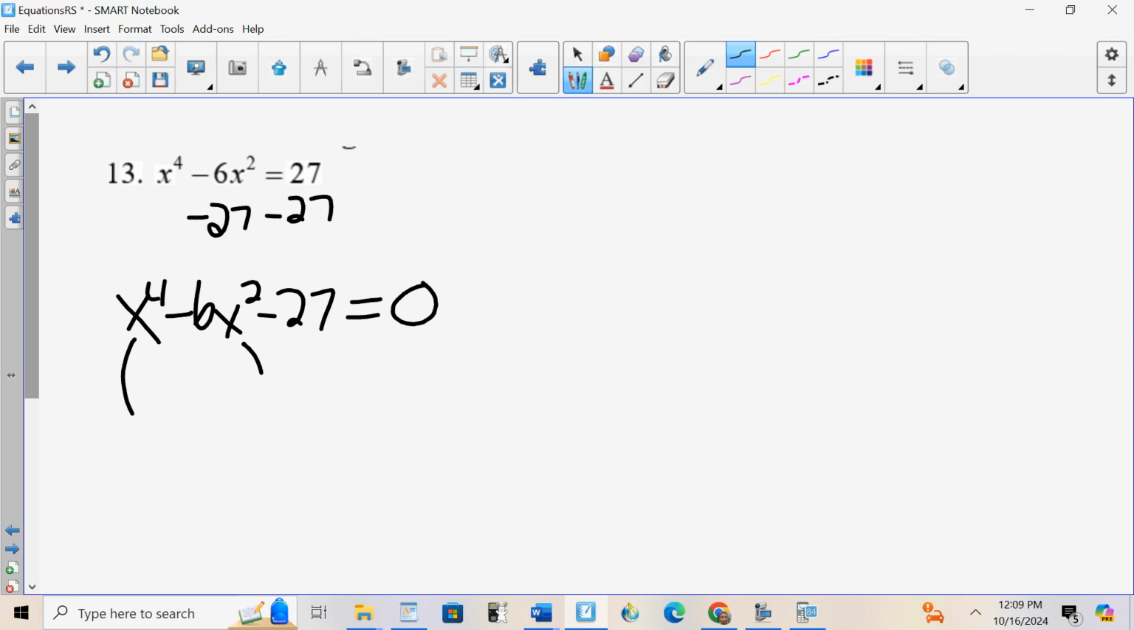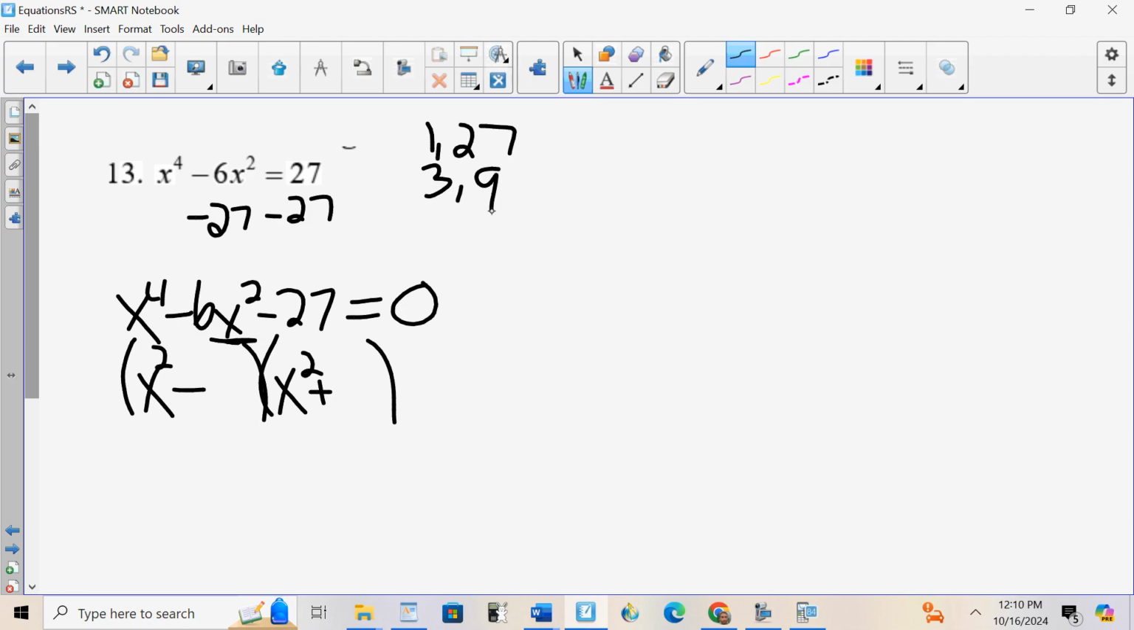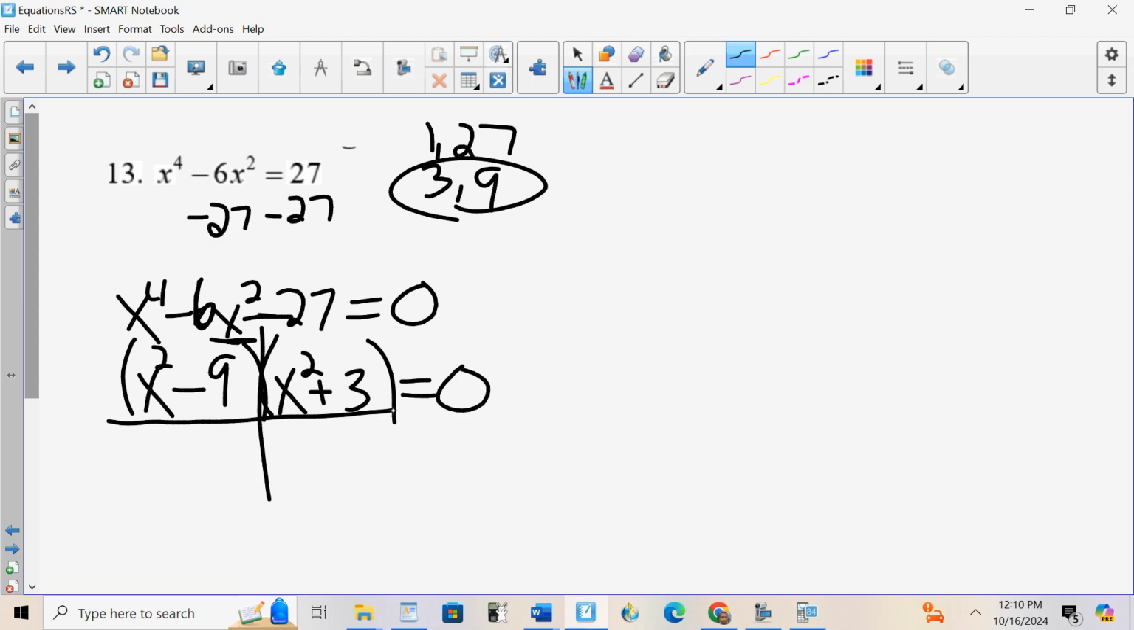Is there a GCF? No. Trinomial? Yes. X squared and x squared, because there's an x squared here. First sign comes down, negative and a negative is a positive, multiplies to 27, 1 and 27, 2, no, 3 and 9, that's it. Subtracts to 6, bigger number goes first, equals 0. Now I can factor further, but I'd rather not. I'm going to set each factor equal to 0.